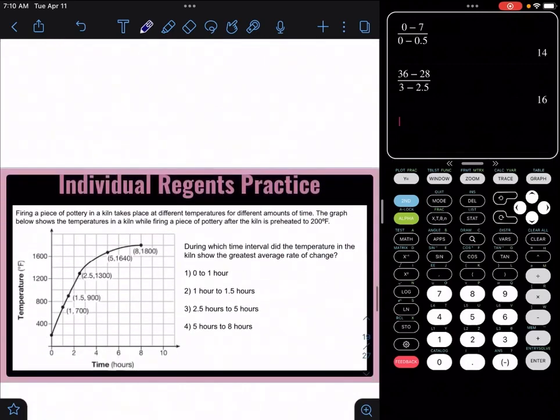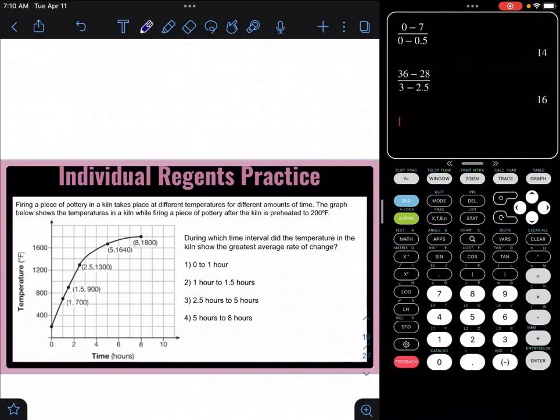All right, let's look at this next problem. All right, so hopefully you guys tried this problem. This problem says, firing a piece of pottery in a kiln takes place at different temperatures for different amounts of times. The graph below shows the temperature in a kiln while firing a piece of pottery after the kiln is preheated to 200 degrees. During which time interval did the temperature in the kiln show the greatest average rate of change? All right, so from 0 to 1.